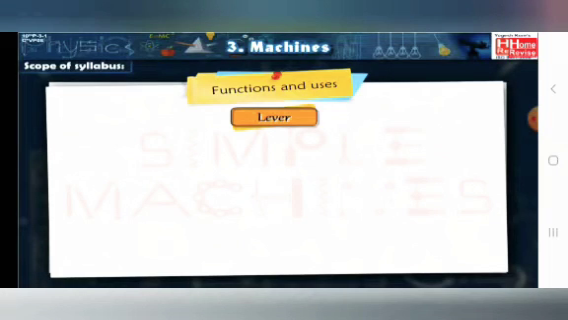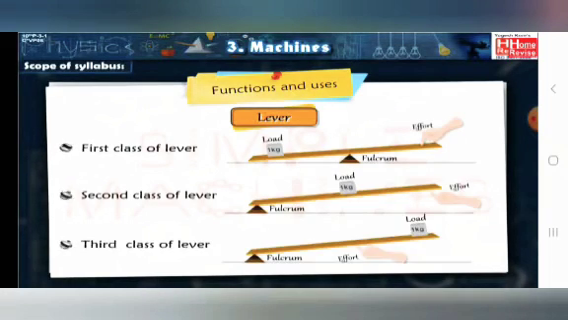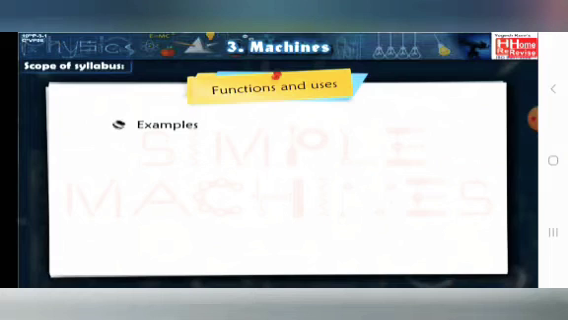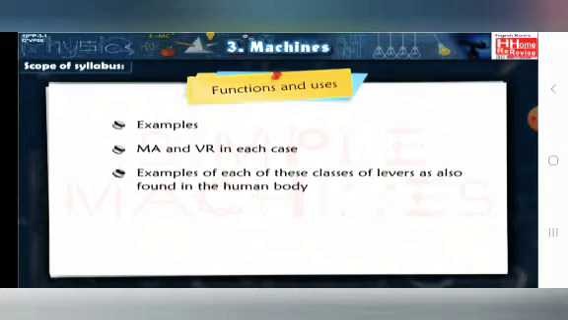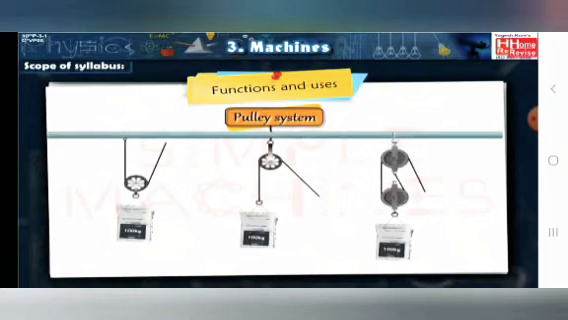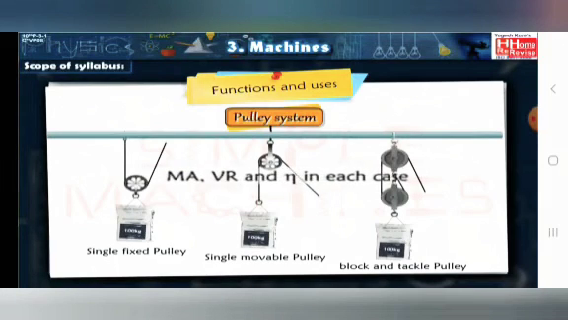Lever, principle, first, second and third class of levers. Examples, MA and VR in each case. Examples of each of these classes of levers as also found in the human body. Pulley system: single fixed, single movable, block and tackle, MA, VR and eta in each case. A. Machines, technical terms and levers.